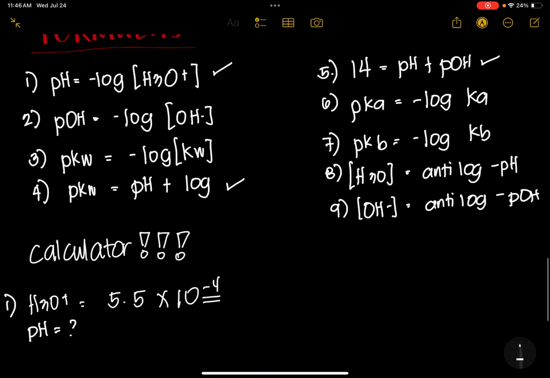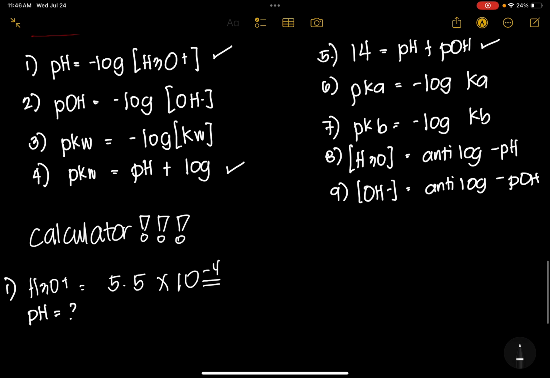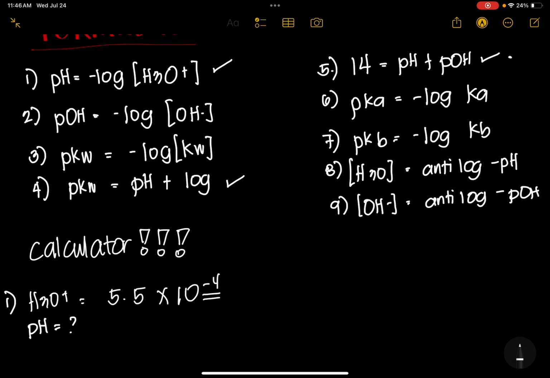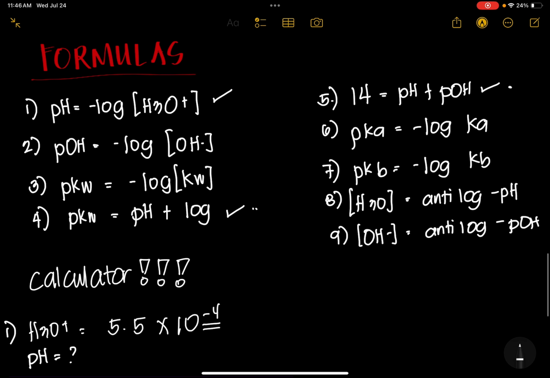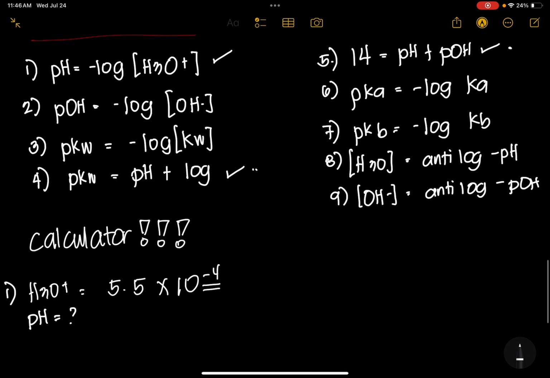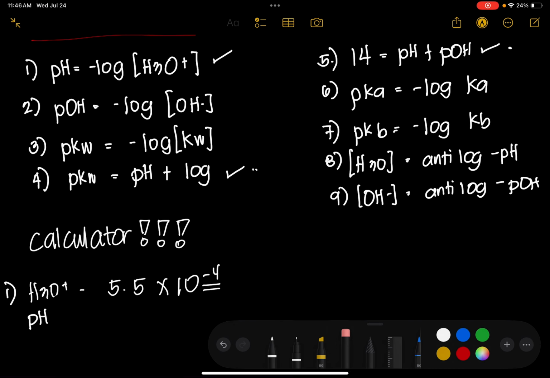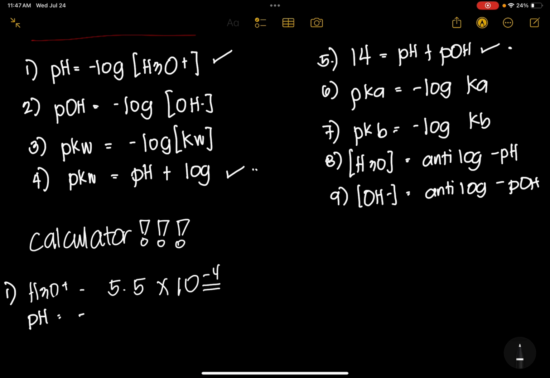But you have to eliminate also. How do you choose? What is given? We were not given pOH. So, this is cancelled. This is also cancelled because we have no log. So, the best formula that you could use is this one, number 1. So, pH is equivalent to negative log, and you just put in 5.5 times 10 negative 4.